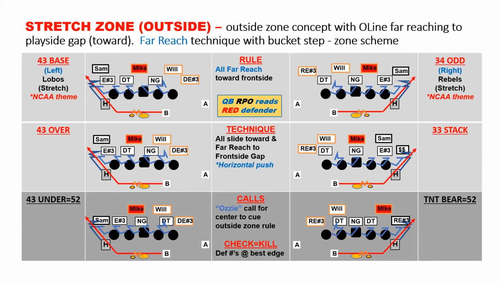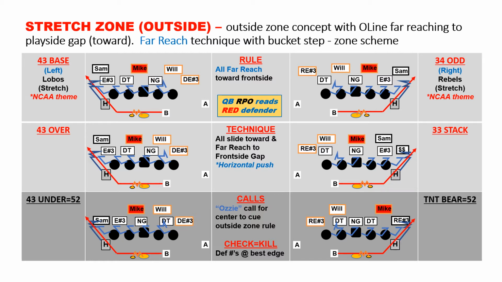So the H, along with all of the offensive line, are going to do a far reach technique, meaning they're going to take your right hand, in this case, if you're covered, and you're going to try to far reach to that defender over you's outside shoulder. If you're uncovered like the center, now you're going to take your near hand, which would be your left hand, and you're going to try to far reach to overtake the next down lineman towards the call.